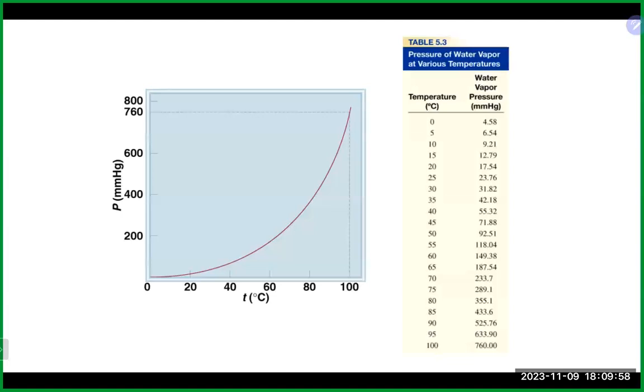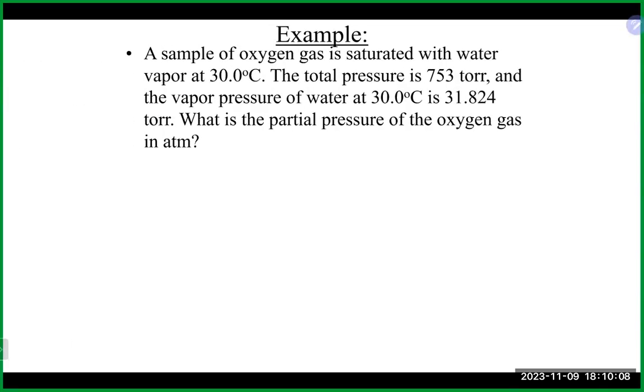So here's an example of that table. And again, as you can see, you basically look it up at the temperature, and it gives you that correction value that you can use. So let's take a look at a problem like this. Why don't you give it a go? A sample of oxygen gas is saturated with water vapor at 30 degrees Celsius. The total pressure is 753 torr, and the vapor pressure of water at 30 degrees is 31.